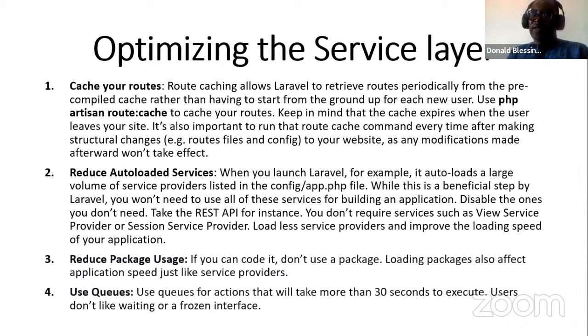Now, how do you optimize the service layer? Number one, cache your routes. Number two, reduce autoloaded services. One of the strengths of Laravel is the use of service providers. Disable the ones that you don't need. When Laravel loads up, it loads every single service provider that you have on your system: the event service provider, app service provider, view service provider, and so on.